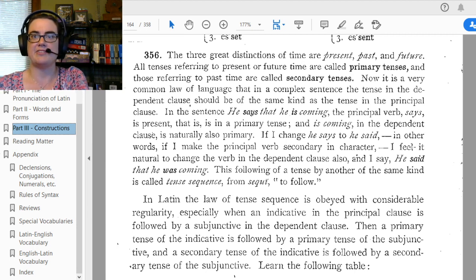Especially when an indicative in the principal clause is followed by a subjunctive in the dependent clause. All right. A primary tense of the indicative is followed by a primary tense of the subjunctive. So again, a present or a perfect subjunctive. A secondary tense of the indicative is followed by a secondary tense of the subjunctive.